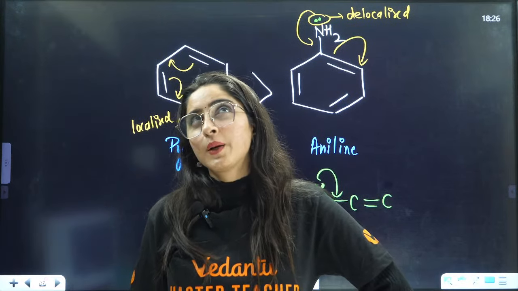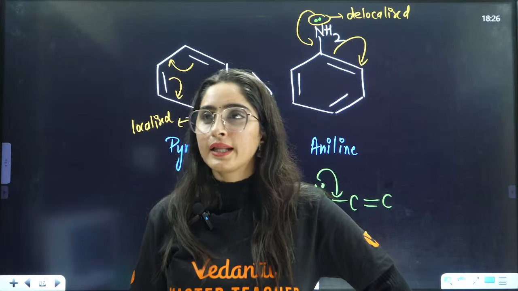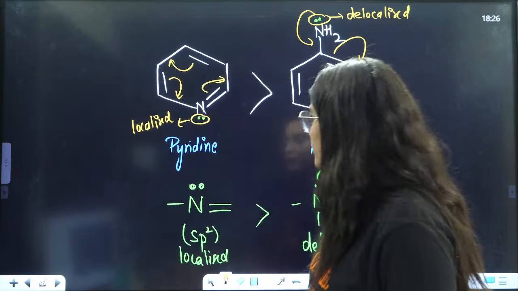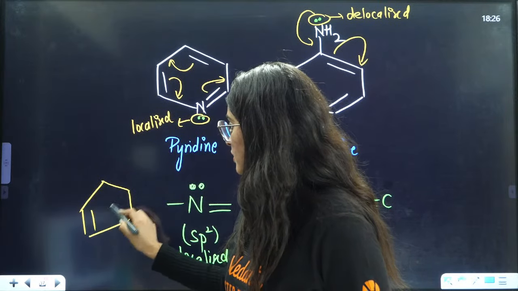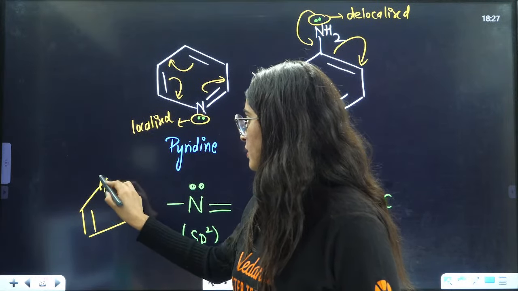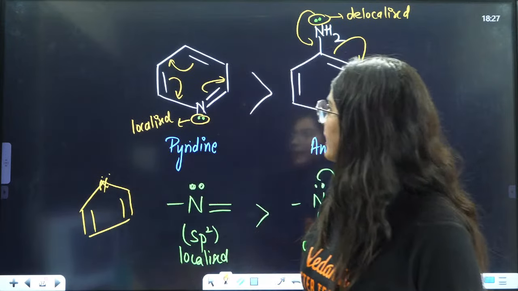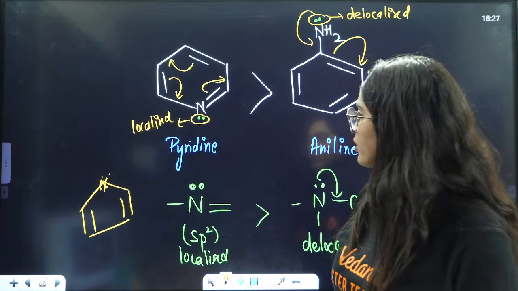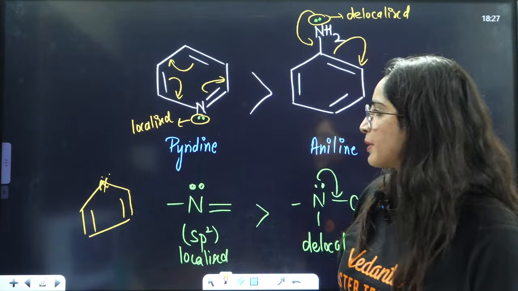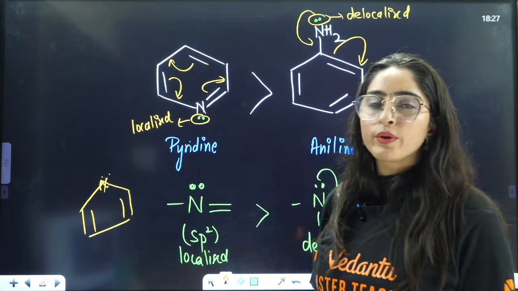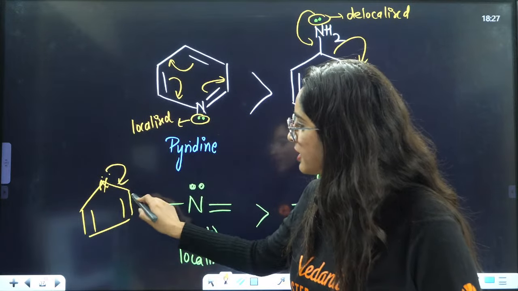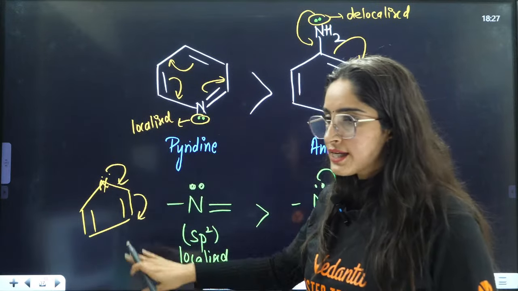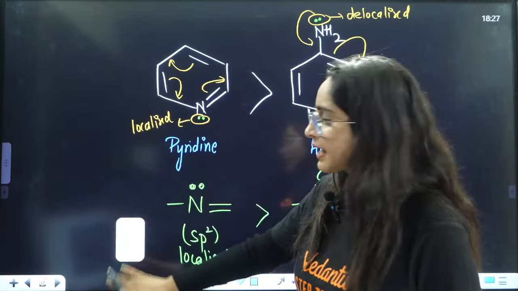Pyrrole. Pyrrole is again less basic as compared to pyridine, because these lone pairs are delocalized. Okay, pyrrole is again less basic.